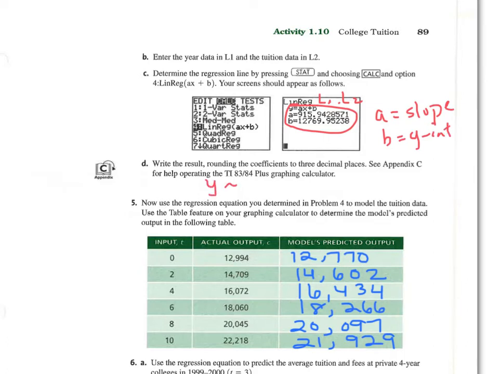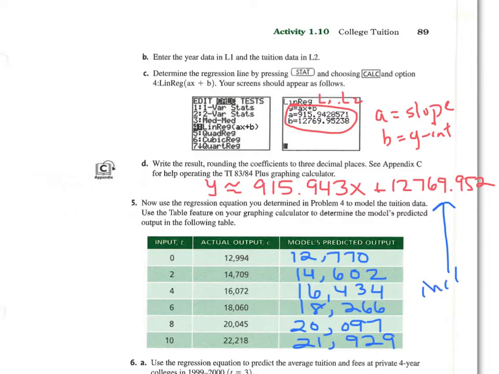So y is approximately, did I say how to round? 3 decimal places. Okay, so 915.943x plus 12,769.952. Now, this probably would actually make more sense to round to the nearest hundredths instead, because this is talking about money. Our y-intercept is the initial cost of tuition in that first year. So it really would make more sense to have that be 0.95, but we'll just kind of follow what they want.